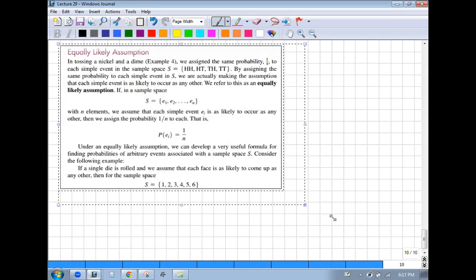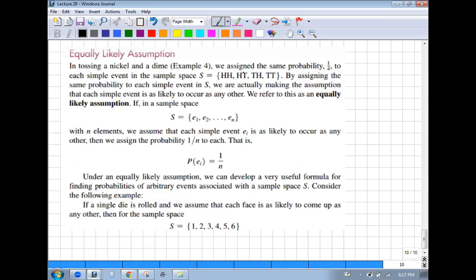Equally likely assumption. In tossing a nickel and a dime, we assign the same probability, 1/4, to each simple event. Right? There's 4 things that could happen. We just assume that these are perfectly fair coins, right? And assigning the same probability to each event in S, we're making the assumption that each simple event is as likely to occur as any other. This is the equally likely assumption. Okay.